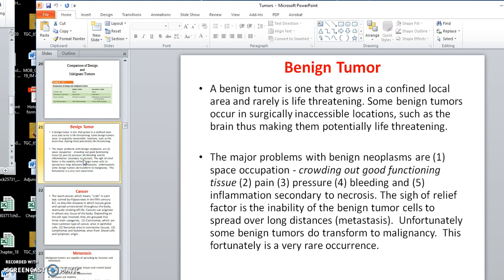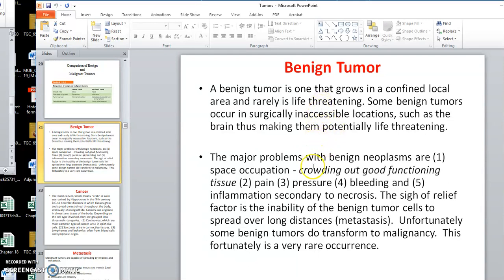A benign tumor, though, if you have a tumor and you go to the doctor and they say, well, it's benign after we biopsy, it still can have problems. I wanted to point that out. Major problems with benign tumors are space occupied. They will crowd out good functioning tissue. Pain, depending on where it is. It can give pressure. It can give bleeding if it cuts into the wrong area, and inflammation. So there are problems, and we oftentimes have to take benign tumors out.